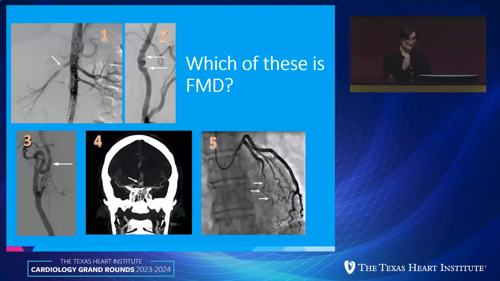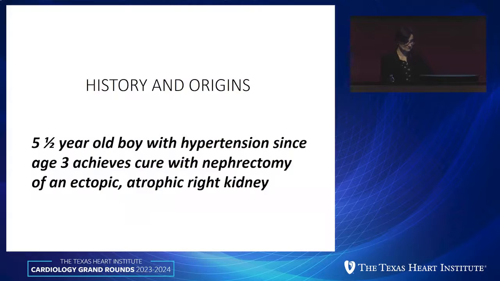And I'll start with a question. Which of these is FMD? And we'll be answering this over the course of the talk. You've got a focal area of stenosis in number 1, the classic string of beads in 2, some tortuosity of a carotid artery in 3, cerebral aneurysm, and a coronary artery dissection.